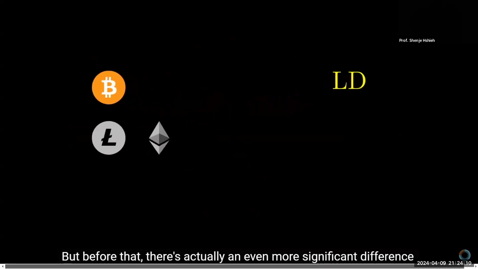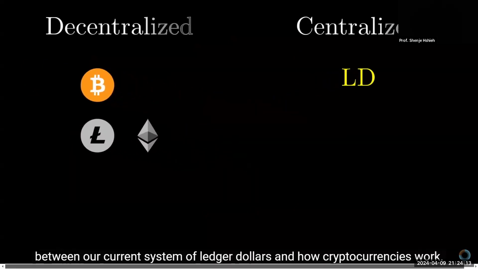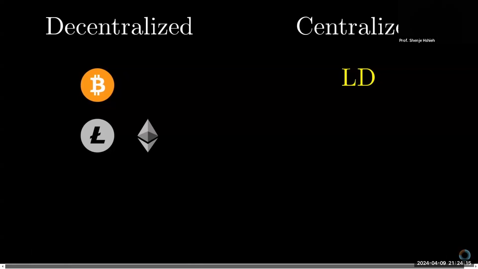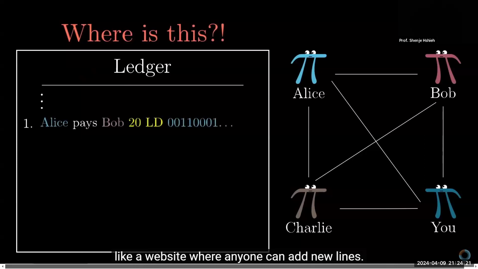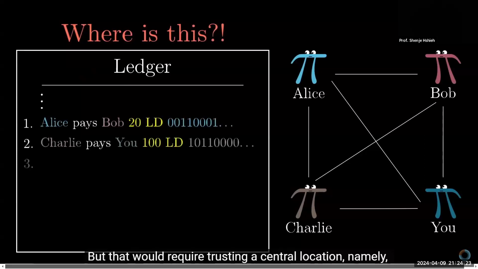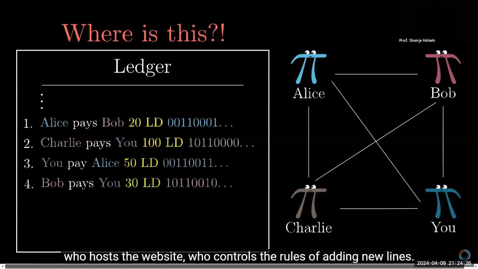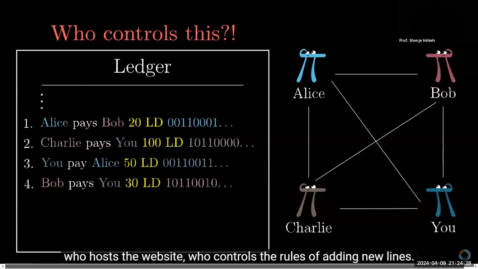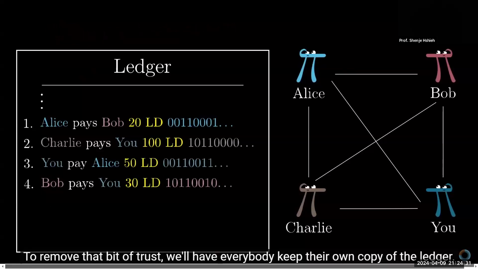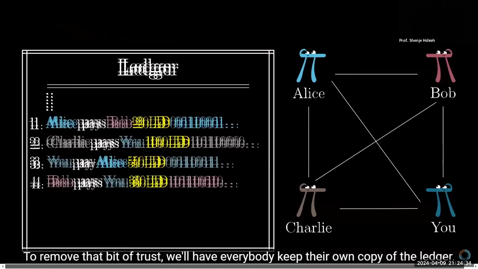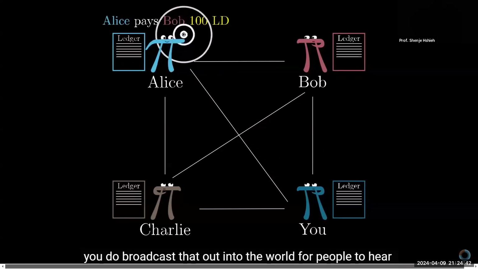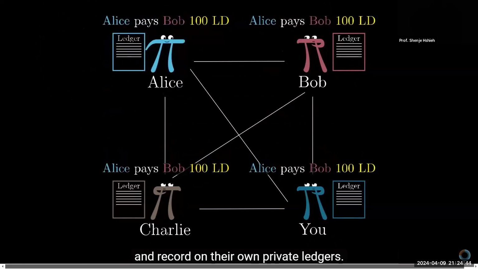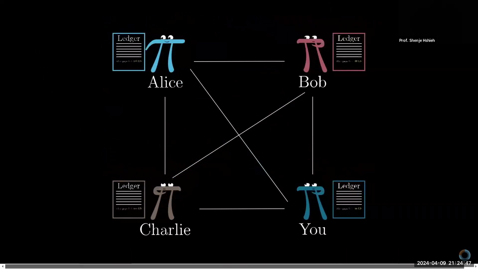But before that, there's actually an even more significant difference between our current system of ledger dollars and how cryptocurrencies work. So far, I've said that this ledger is in some public place, like a website where anyone can add new lines. But that would require trusting a central location, namely, who hosts the website? Who controls the rules of adding new lines? To remove that bit of trust, we'll have everybody keep their own copy of the ledger. Then when you want to make a transaction, like Alice pays Bob 100 ledger dollars, what you do is broadcast that out into the world for people to hear and to record on their own private ledgers.